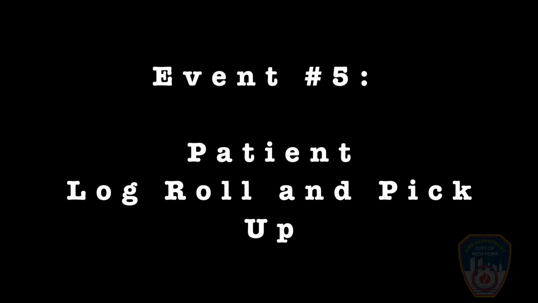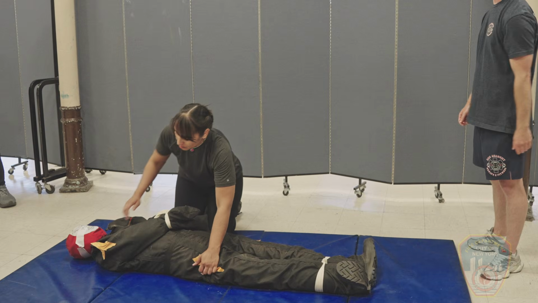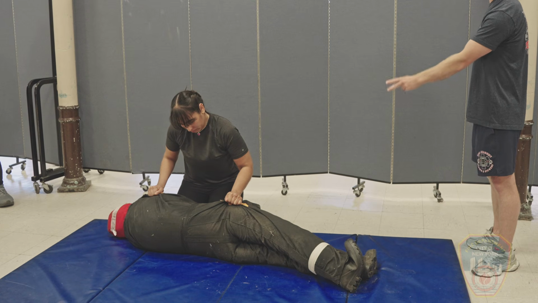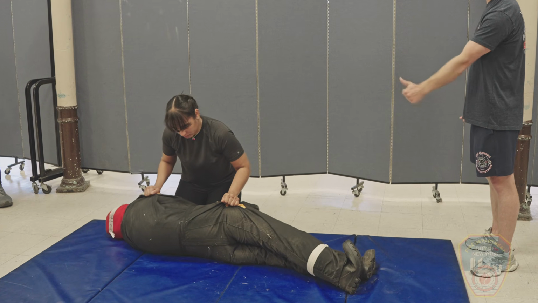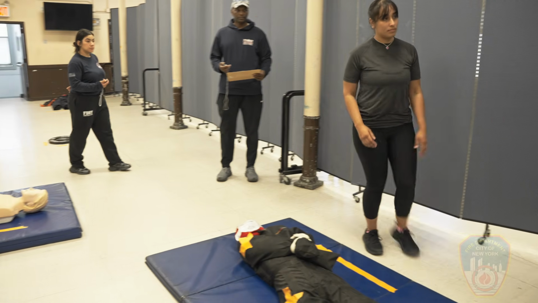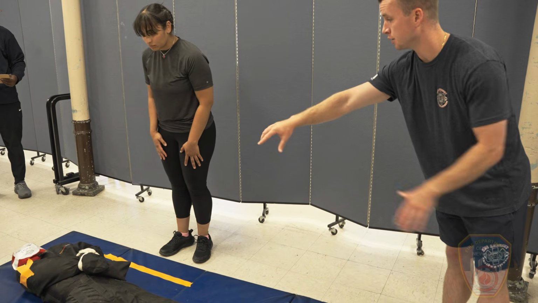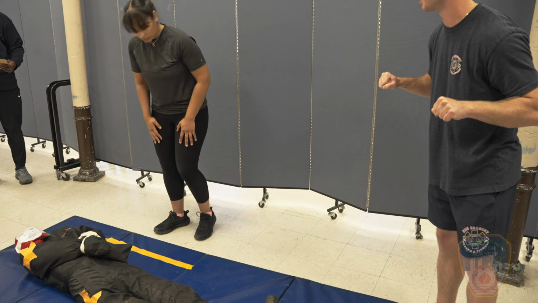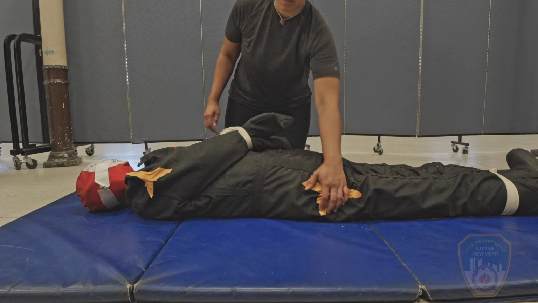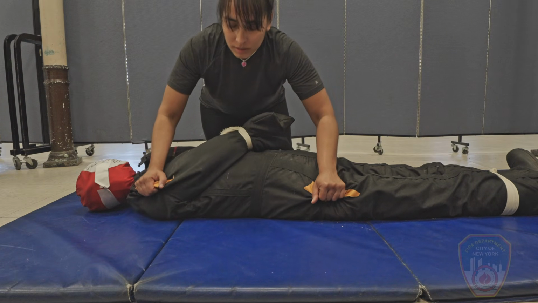Event number 5, patient log roll and pickup. The patient log roll and pickup event simulates rolling a supine patient onto his or her side to slide a spine board under the patient and squatting to lift a patient attached to a spine board. When you are kneeling on the blue mat at the side of the mannequin, I will issue the ready, go command. Ready, go.